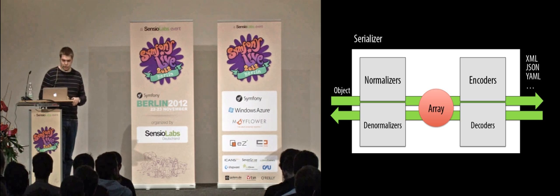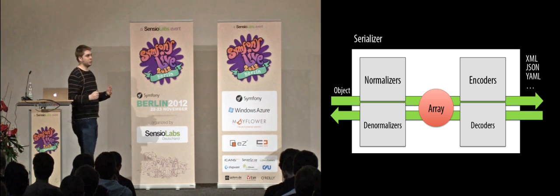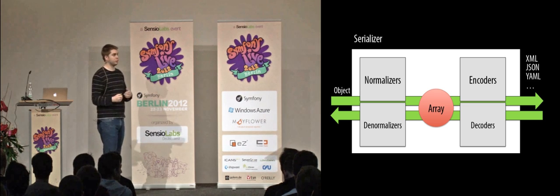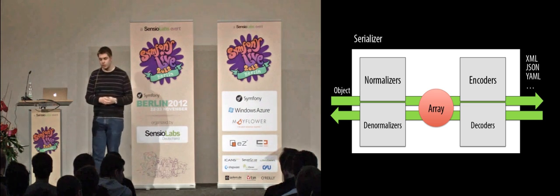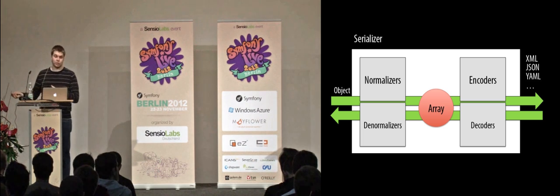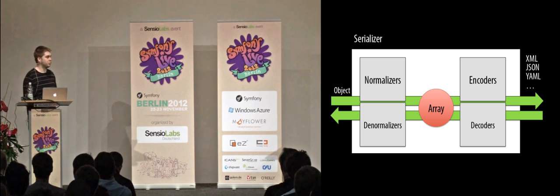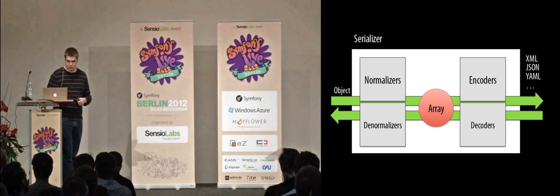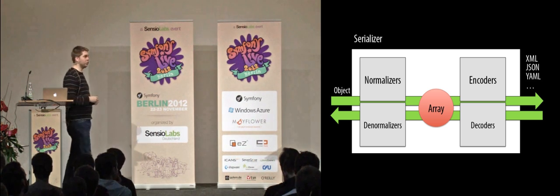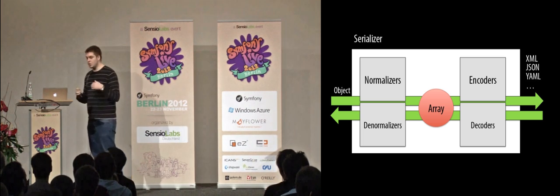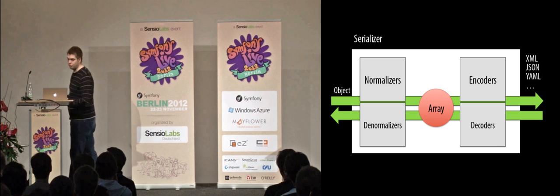In the other direction, if you want to unserialize your representation and resurrect the PHP object, we have decoders, which convert your representation to a PHP array. And then we have denormalizers to convert an associative array to the PHP object. So this is how the serializer component works internally.